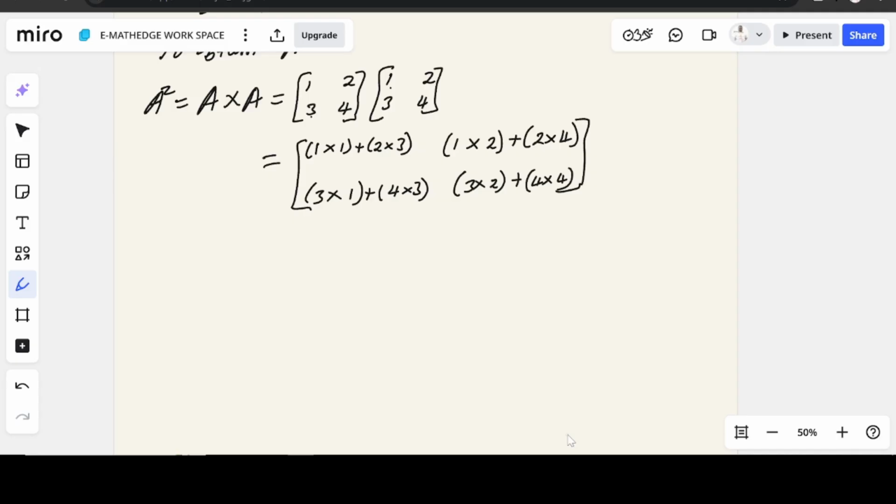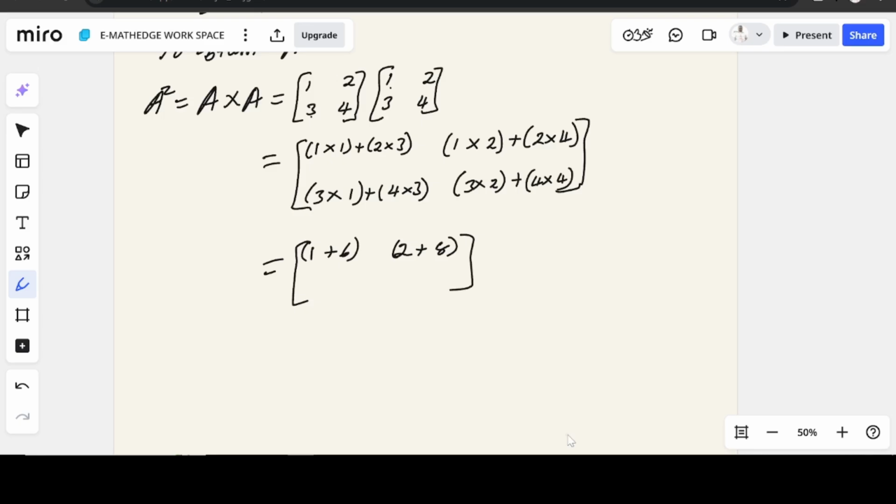So let's go ahead and simplify this expression. 1 multiplied by 1 is going to give us 1, plus 2 multiplied by 3 is going to give us 6. This is the element in the first row, first column. Down to the element in the first row, second column, we have 1 multiplied by 2, which gives us 2, plus 2 multiplied by 4, which gives us 8.